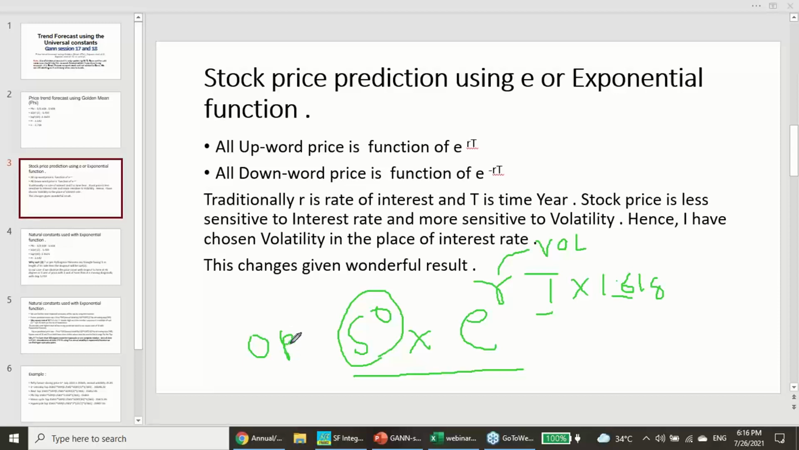If I take the open price and simulate these calculations with e to the power rt into constant, where e is the natural constant, r is volatility, t is the time in years, and the constant is any of the values: square root of 2, square root of 10, pi, or 1.618, then I will get some amazing results. So this I am going to do here.